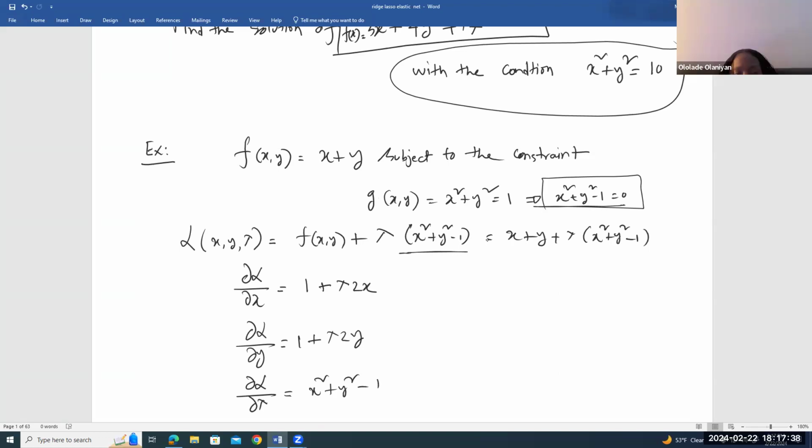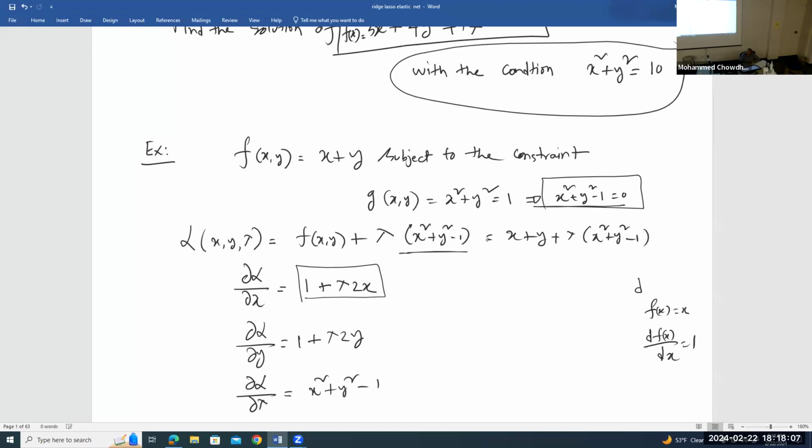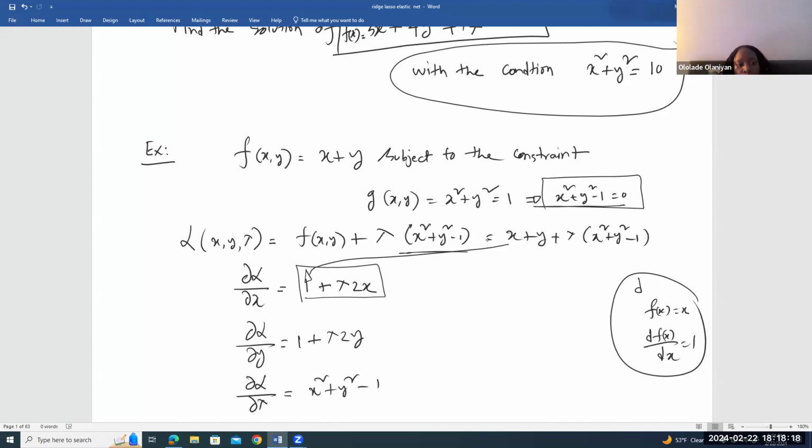I have a question. Yes. For the differentiation of the first one, how did you get 1 plus lambda 2x? How did I get this one, right? Yes. So if you differentiate this, suppose f of x equals x, right? So the differentiation of f of x with respect to x equals 1, right? Yes. Okay. Now, this is coming as a 1, and that is coming as a 2, okay? Okay. Yes, thank you.